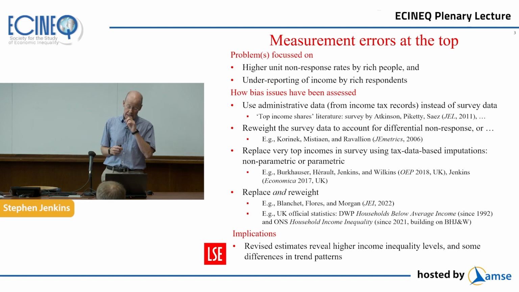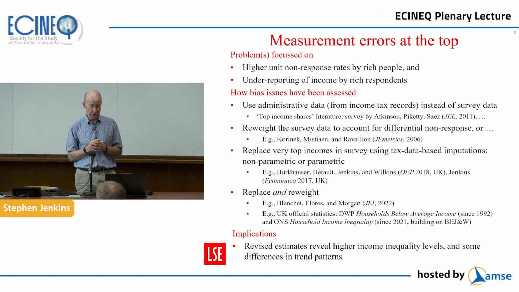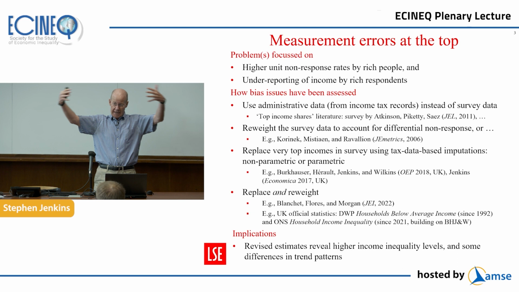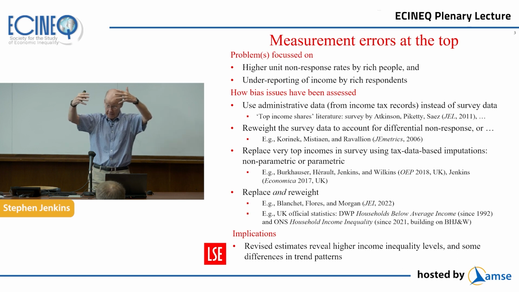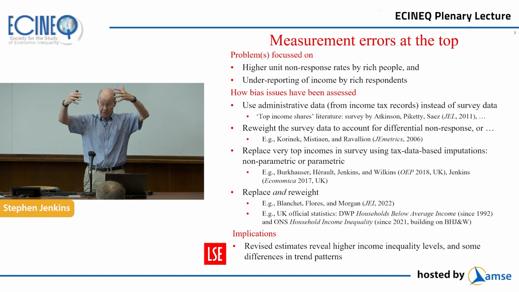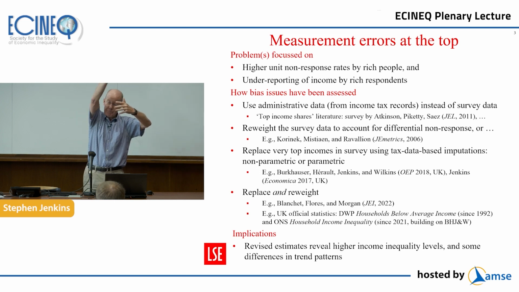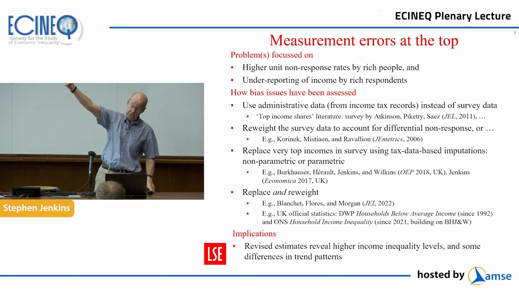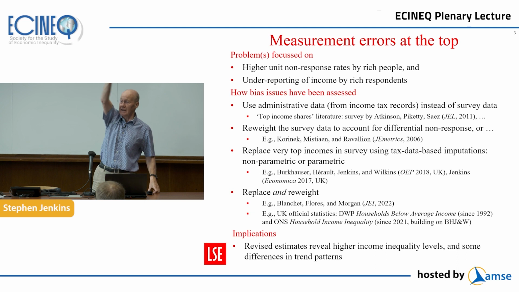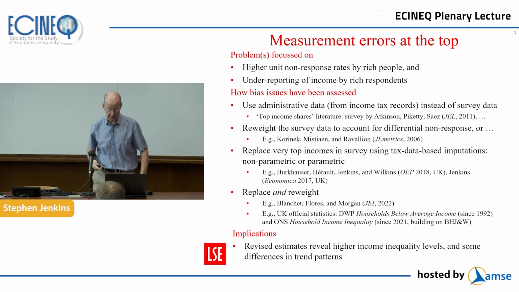The other thing you might do, to do with the underreporting issue, is to replace the very top incomes in the survey using tax-data-based imputations, and you can do this in a non-parametric way or a parametric way. So essentially the idea is you align the data in the survey and the tax data according to common definitions at the individual level, and then at the top of the distribution where you've underreported data, you use mean group imputations from the tax data, assumed to be right, into the survey, and then recalculate everything.